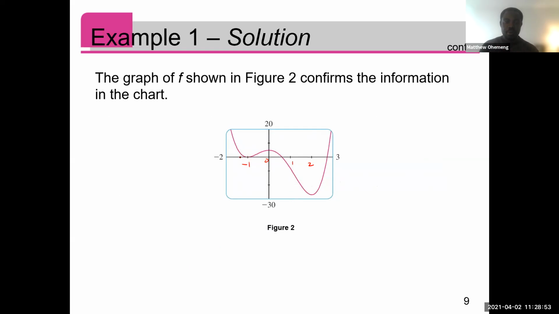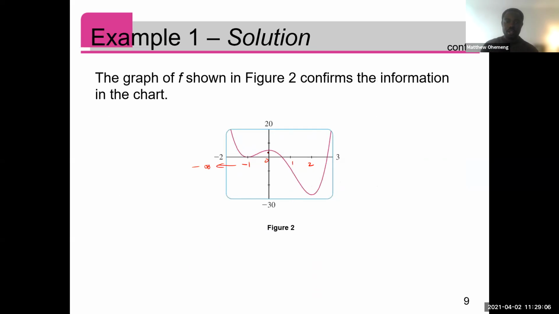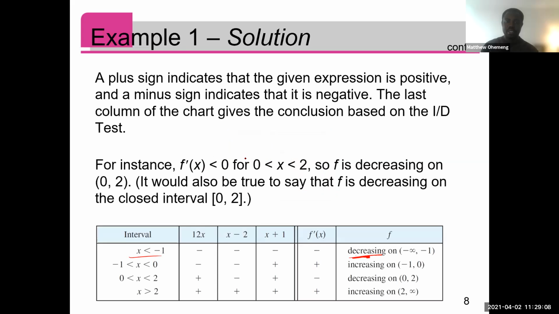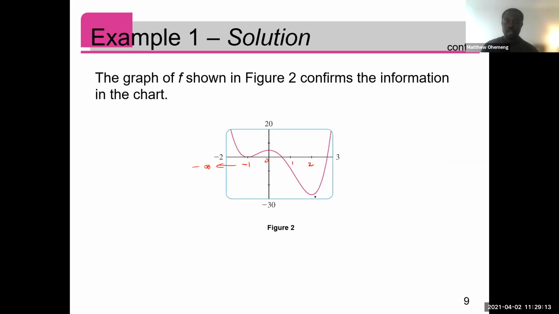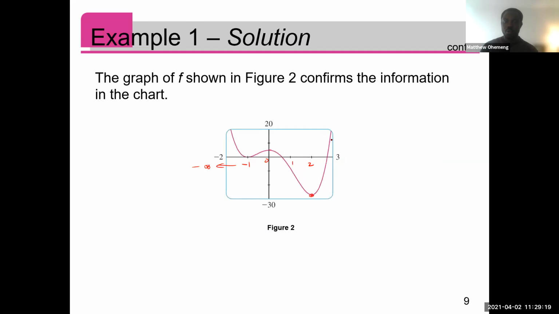So you can see that from -infinity to -1, the function, from left to right, is decreasing, and that's the conclusion we made here. From -1 to 0, the function is increasing, as you can see, and that was the conclusion we made here. And then from 0 to 2, right down here, you see the function is decreasing, and that also confirms this conclusion. And then from 2 to infinity, the function is increasing. You see, so it matches that, right?